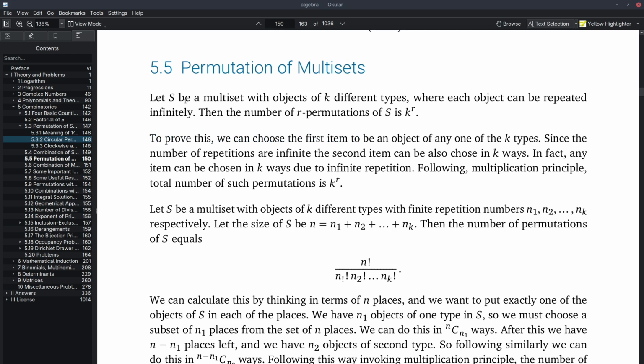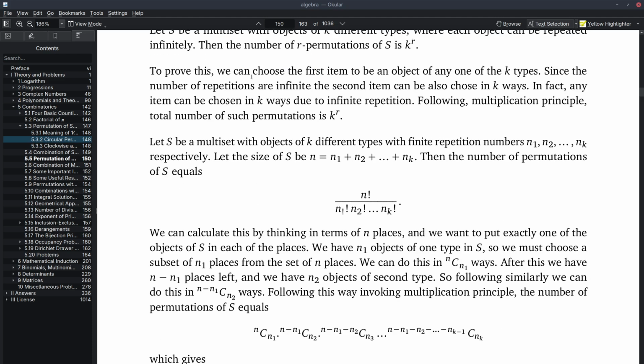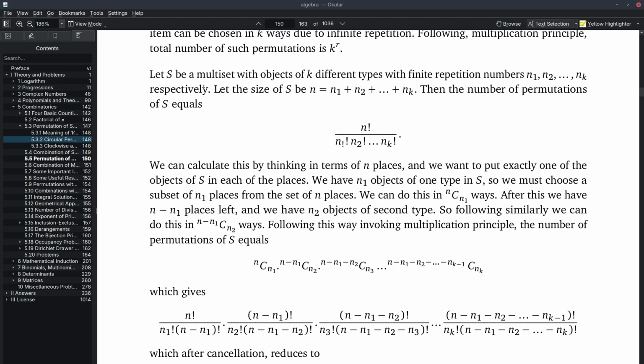Let S be a multiset with objects of k different types where each object can be repeated infinitely. Then the number of r-permutations of S is k to the power r. To prove this, we can choose the first item to be an object of any one of the k types. Since the number of repetitions is infinite, the second item can also be chosen in k ways. In fact, any item can be chosen in k ways due to infinite repetition. Following the multiplication principle, the total number of such permutations is k to the power r.